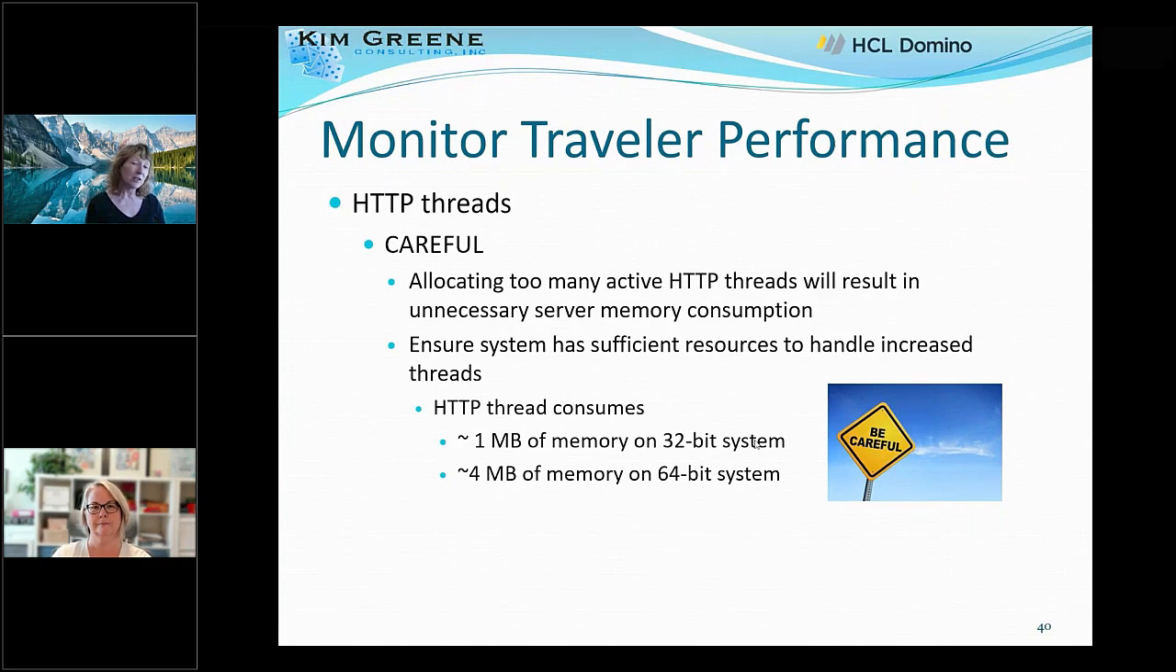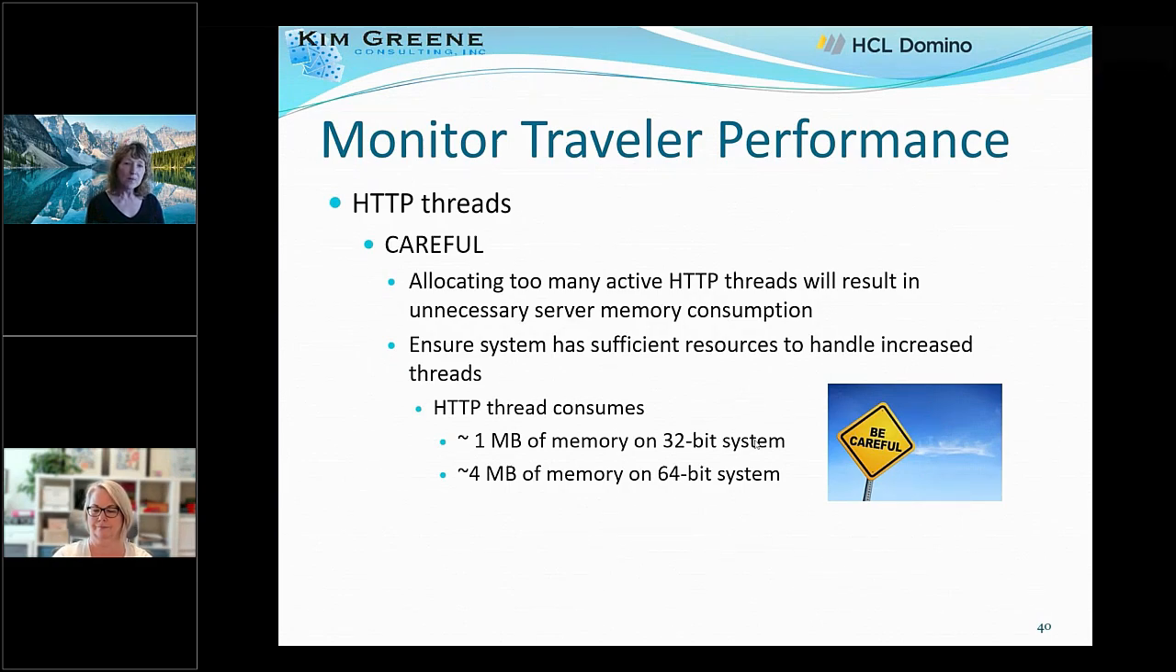And that's not just CPU that's being used, but it is taking up quite a lot of memory. I have the statistics here to show you how much memory is used for a 32-bit system, which I can't imagine anybody's using anymore. We're all using 64-bit, but 4 meg per thread is quite a lot of memory when you have many thousands of threads potentially. So that's something to keep in mind when you're setting the number of threads on your Traveler server.